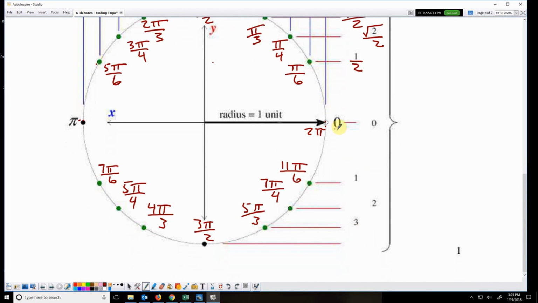And we can count down the same way. Y value is 0. First position is negative 1 over 2. Second position is negative root 2 over 2. Third position down, the y value is negative root 3 over 2. And the fourth position down, the y value is negative 1. We want to be able to come up with those x and y values without ever having to look at a unit circle again.